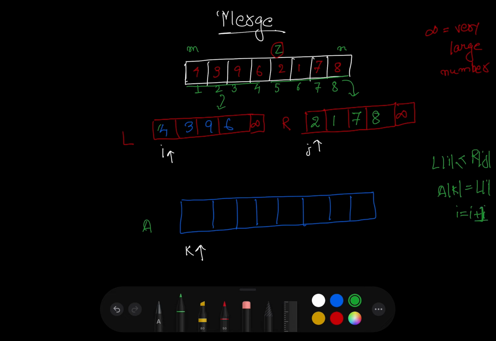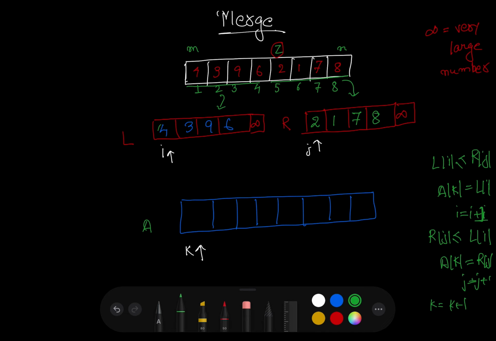Else, if R of J is less than or equal to L of I, then we put A of k equal to R of J, and we increment J equal to J plus 1. After doing this, we increment k equal to k plus 1.